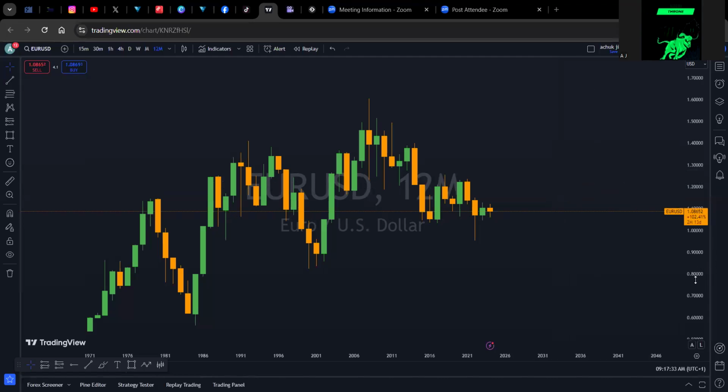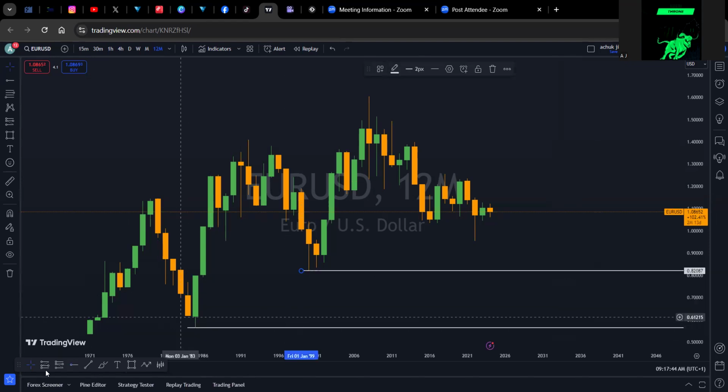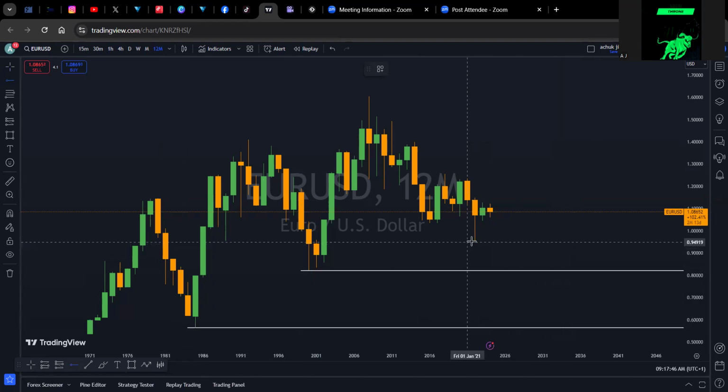EUR/USD on the yearly time frame, which is the 12 month. So we mark our lows. This is our low, and then this is another low, and then this is another low. So the lows are potential support areas when price reaches there. And we work with the immediate one. So when price reaches here, we work with this.